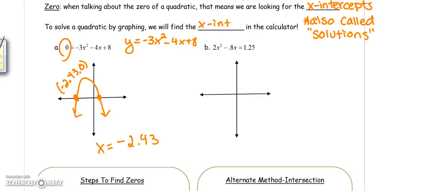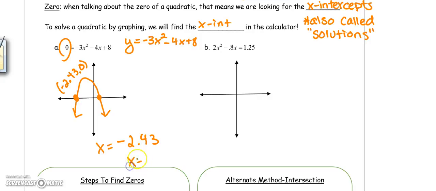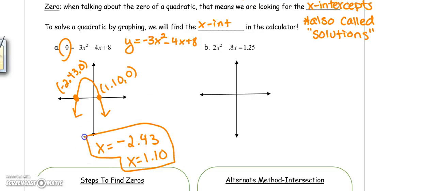Now we know we've got another one to find, so we're going to follow those same steps. Second, trace 2 for 0. I'm going to arrow over, so I'm on the left side of the other 0. That looks good. Now I need to get to the right side of it, and I'm going to hit enter. And then it says 0 down here, so we've got 1.10. And so those are our 2 solutions.